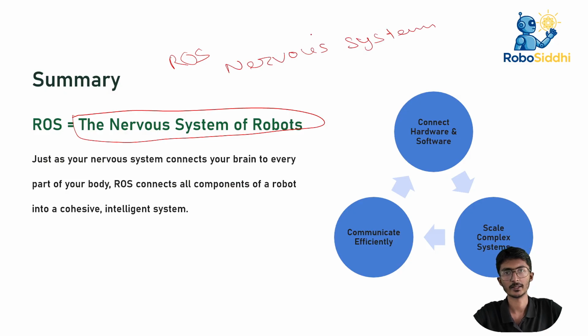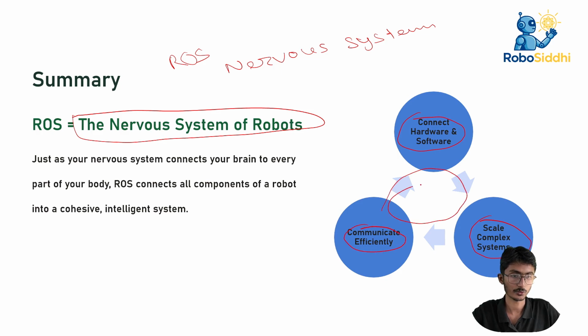What do you mean by nervous system? If you have studied biology, we have the nervous system which is connected to the brain, and all our organs are connected to it, right? So ROS is just acting as the nervous system of the robot. It connects all the hardware and software. It can scale complex systems, it helps them communicate efficiently, and this cycle goes on and on, and then the magic happens. Your robot works very well.